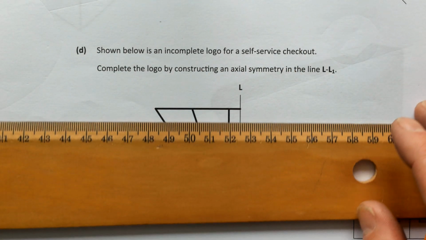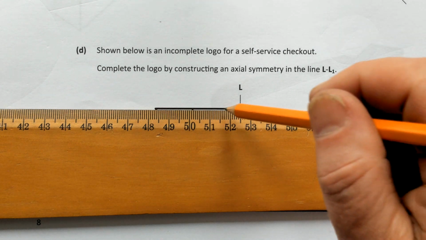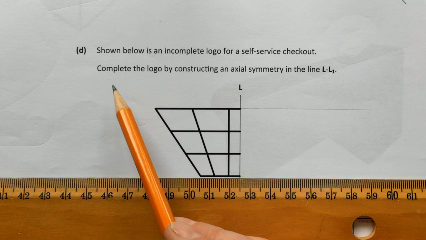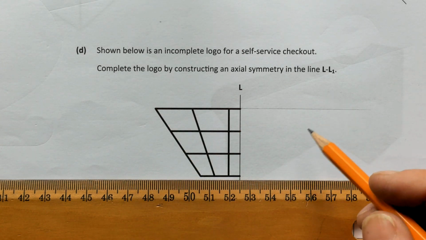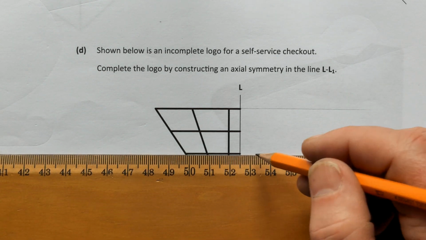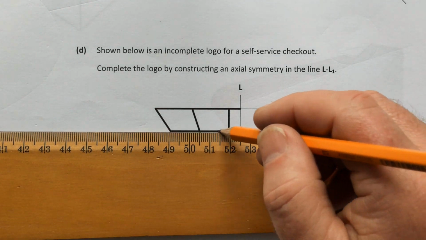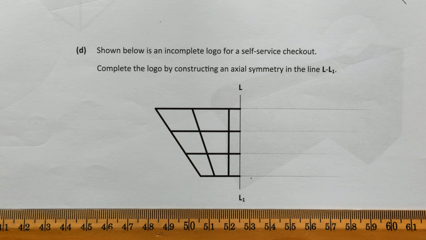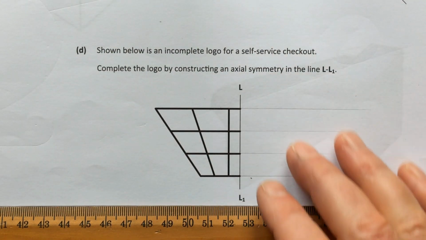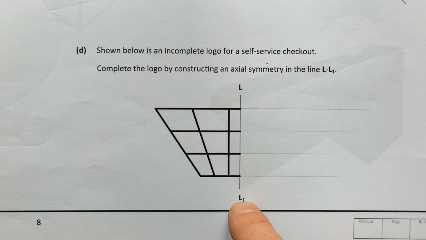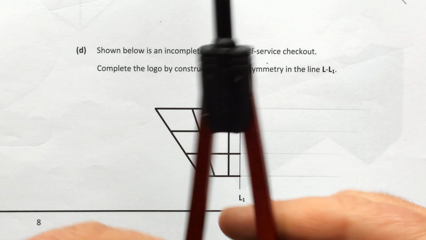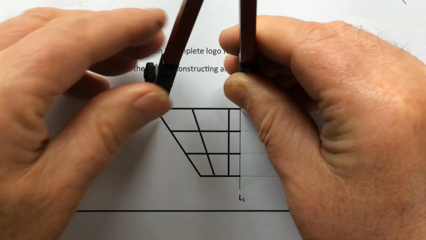So 5D. So shown below is an incomplete logo for a self-service checkout. Complete the logo by constructing an axial symmetry in the line LL. So that's handy enough, if you know what axial symmetry is. So it's basically like that LL line is the center and it's kind of the same distance to the other side. So I'm going to draw the outline of it first.